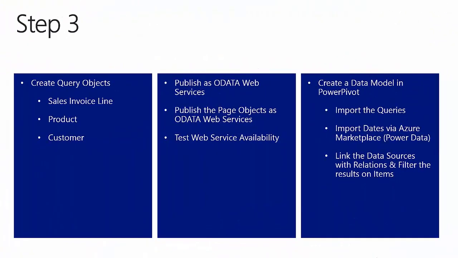Now that we have imported our dates into Power Pivot, we have actually the results of the queries, we have the dates, and what we need to do right now is actually link the results of the different data sources. And in order to do that, we are going to create relations in the Power Pivot, and we might also want to filter the results, for example. Let's see how we can do this in Power Pivot.